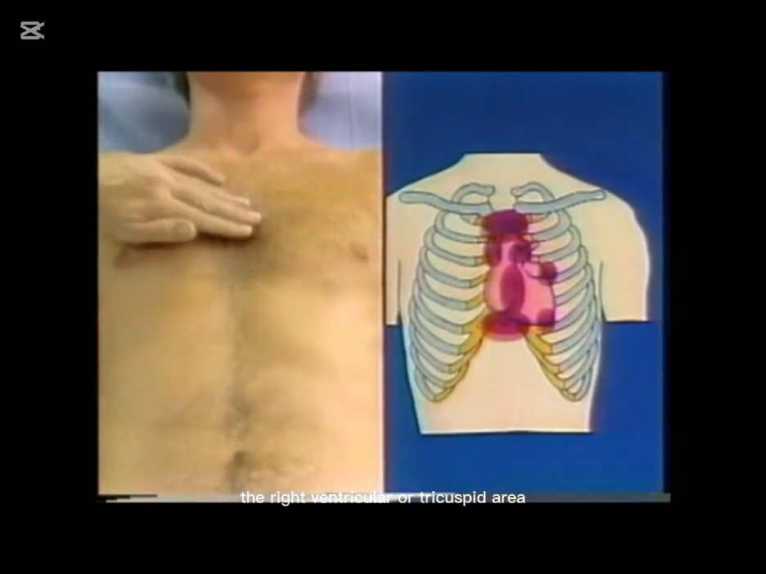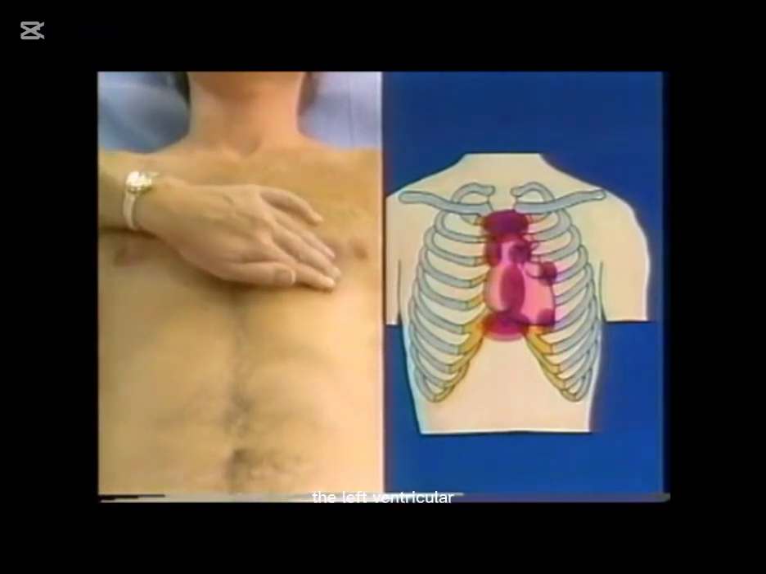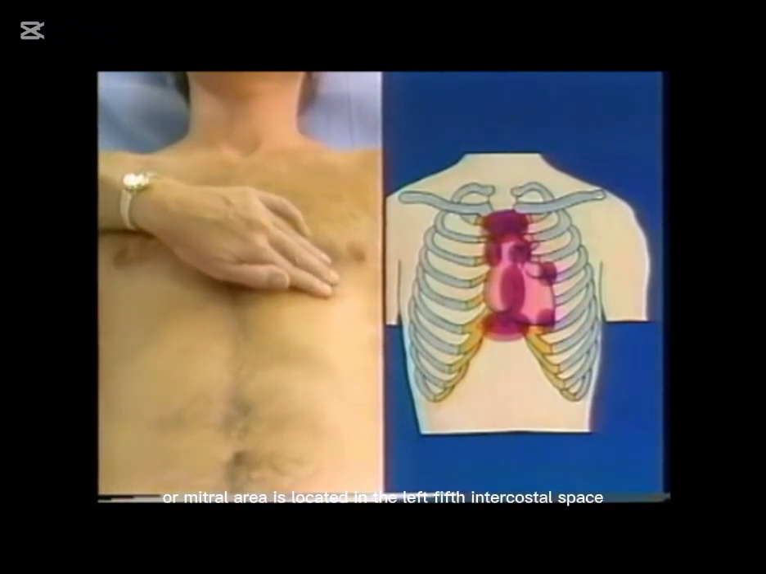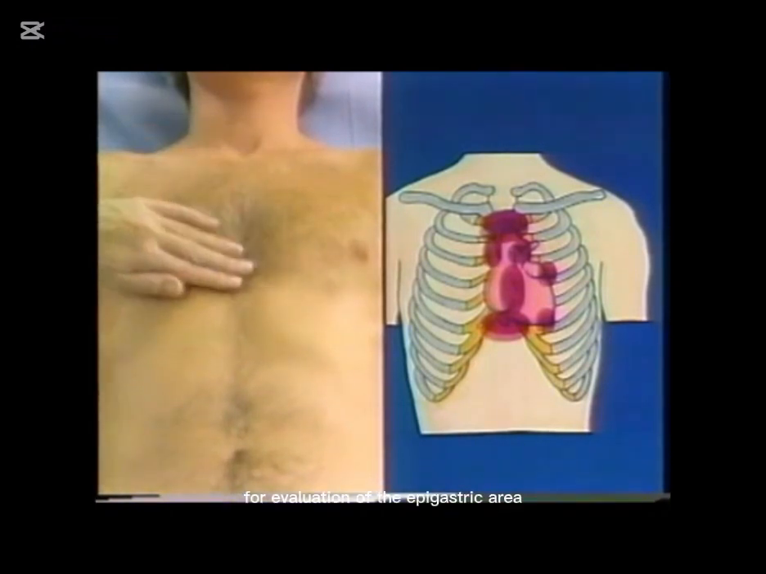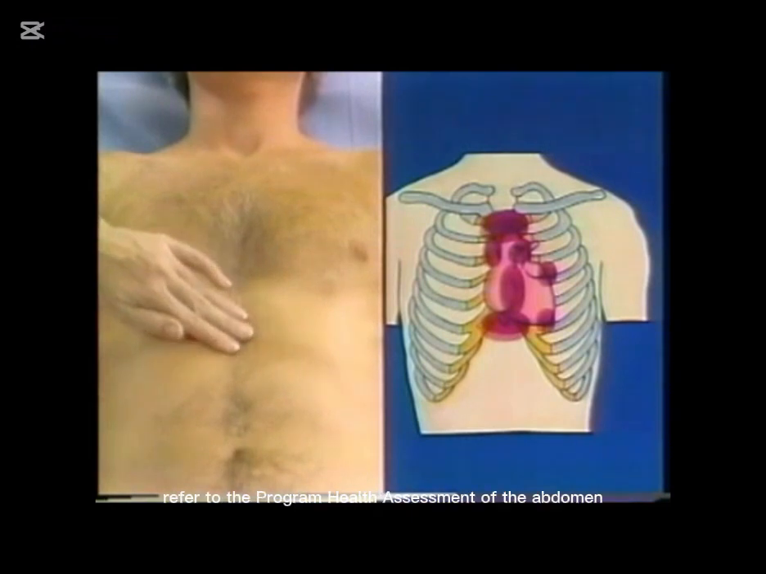The right ventricular or tricuspid area is located at the sternum and the left sternal border in the fifth intercostal space. The left ventricular or mitral area is located in the left fifth intercostal space, slightly medial to the midclavicular line. For evaluation of the epigastric area, refer to the program Health Assessment of the Abdomen.